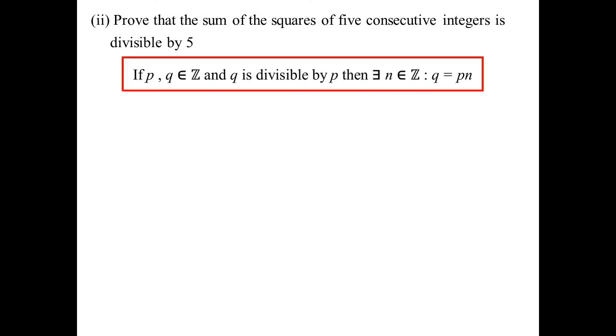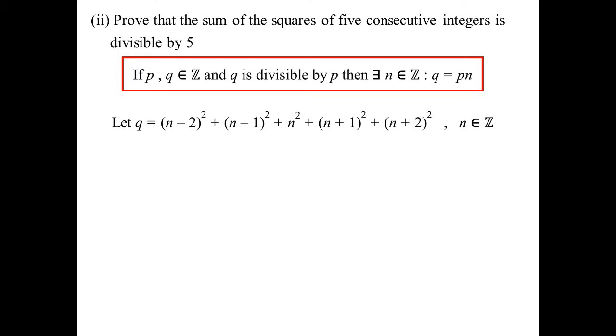Here's another one, a little bit more fun. Prove that the sum of the squares of 5 consecutive integers is always divisible by 5. I'll make this statement first of all to read through it. This basically is divisibility. If P and Q are integers and Q is divisible by P, then there exists an integer N such that Q is equal to P times N. That's a formal way of simply saying that P divides into Q.